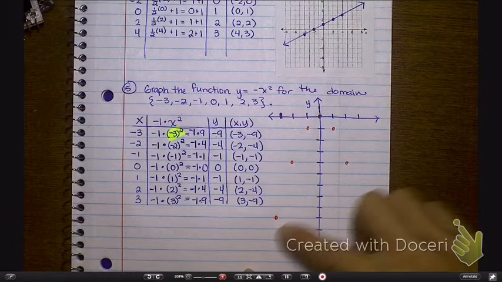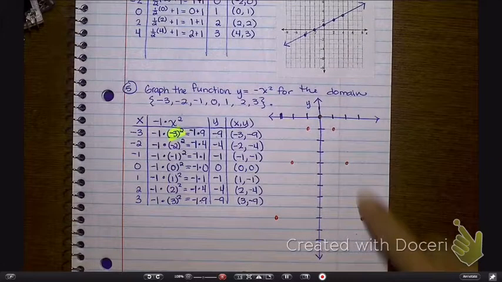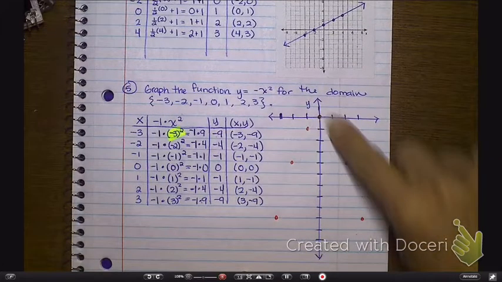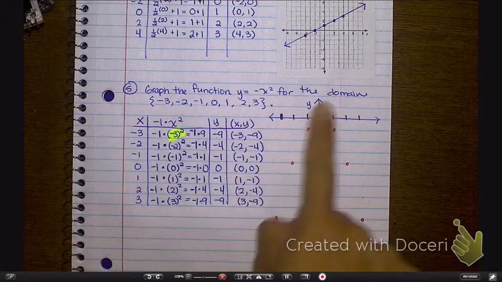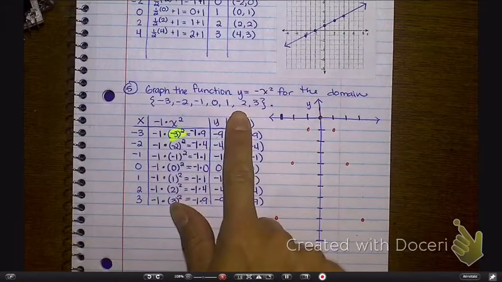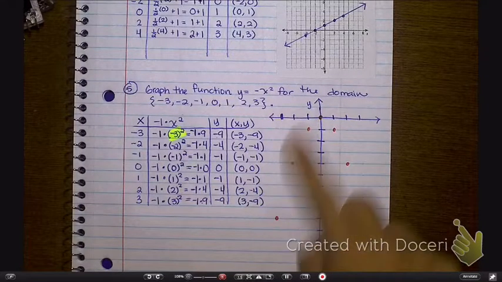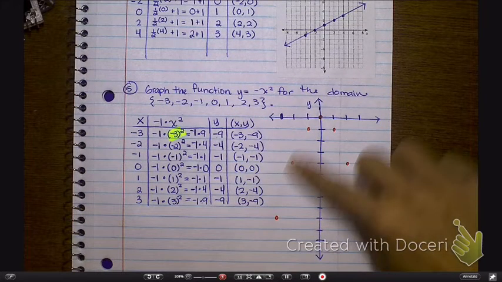If I were to connect them, I would get an upside down U, right? Do I get to connect them though? No, because it gave me a specific domain, so I'm not going to connect them. If it said all real numbers, then I would connect.